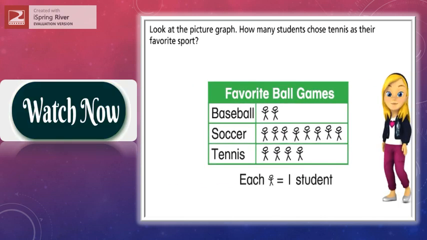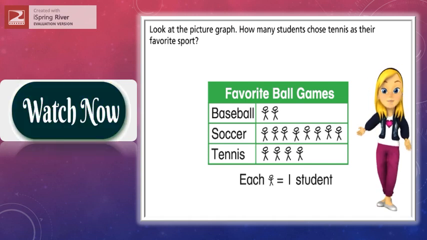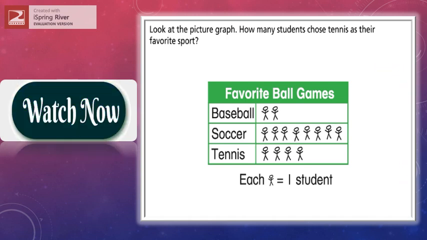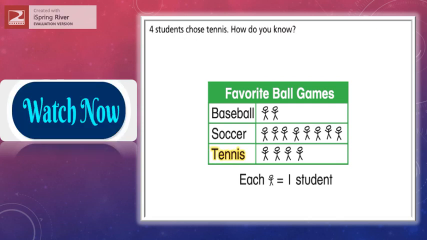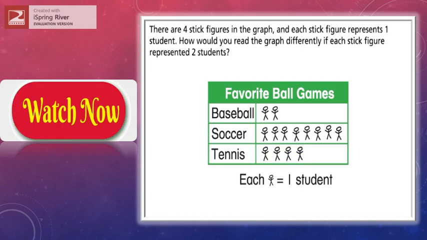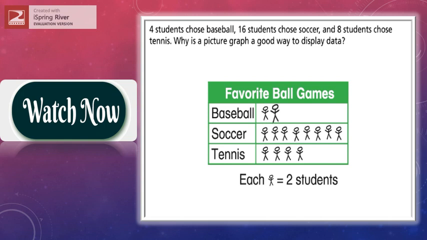Look at the picture graph. 8 students chose soccer. How many students chose tennis as their favorite sport? 4 students chose tennis. How do you know? There are 4 stick figures in the graph, and each stick figure represents one student. How would you read the graph differently if each stick figure represented 2 students? 4 students chose baseball, 16 students chose soccer, and 8 students chose tennis.